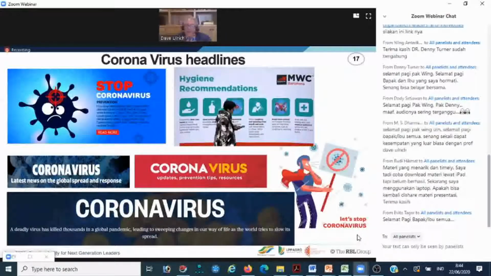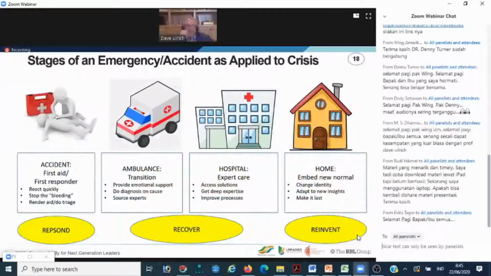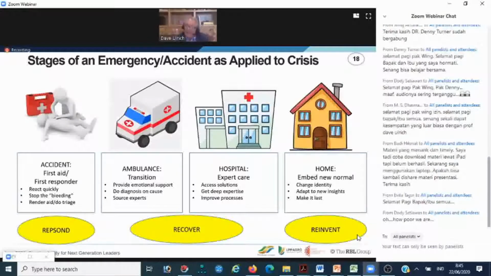All of that digital world gets multiplied with the coronavirus. And I picked up some slides from around the world. I should have picked up some from Indonesia. That virus is changing our world. Hygiene, recommendations. And what it's done is it's gone through some stages. When the virus started in January, February, it was like an accident. And you've got to respond. You've got to be a first responder. You've got to react. You've got to stop the bleeding. So people worked at home. We wore masks everywhere. We responded quickly.